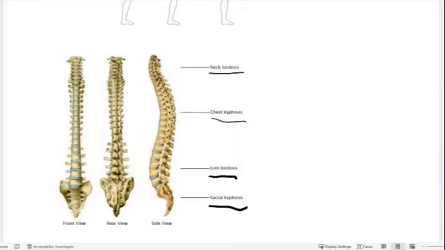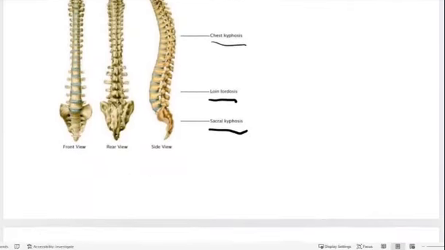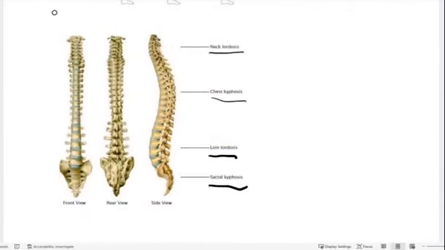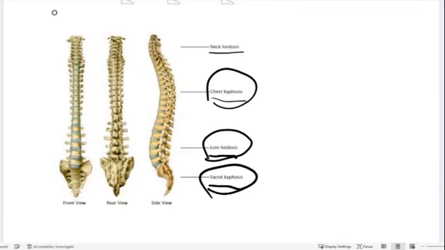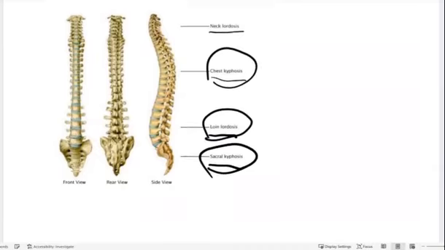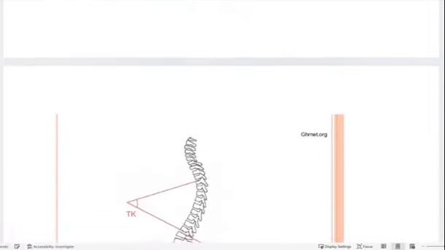These four curves have specific names given, and I'll talk more about this when we cover spine biomechanics. But primarily, just remember, there is a lordosis curve and there is a kyphosis curve. The neck has lordosis, and the lumbar region has lordosis. The chest has kyphosis, and the sacral region has kyphosis. And then, as I said, we can talk more about this later.